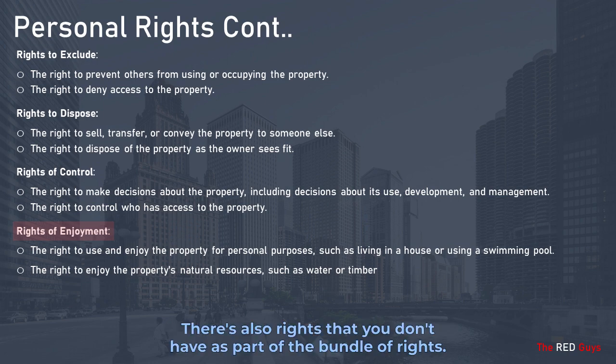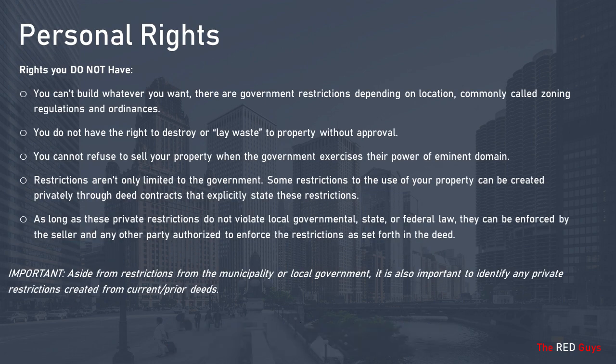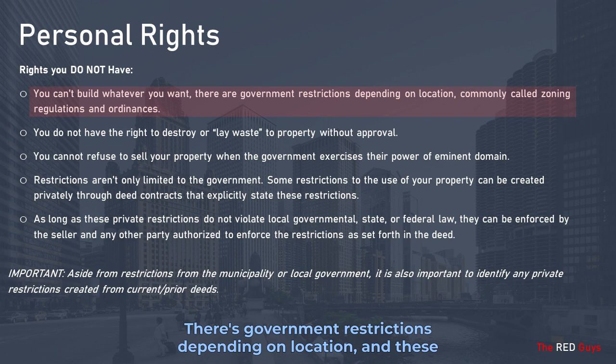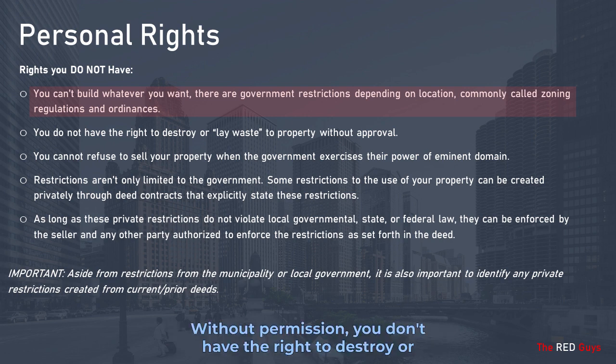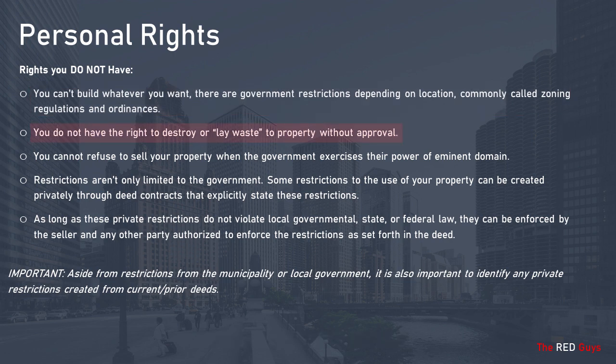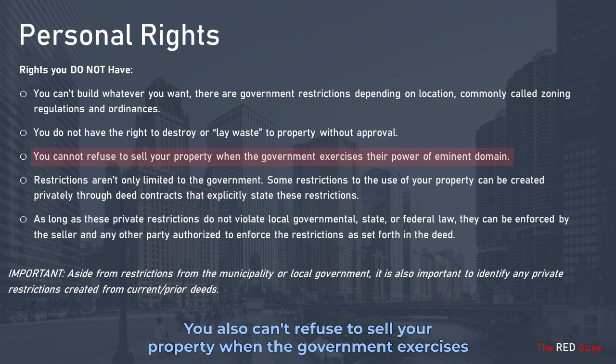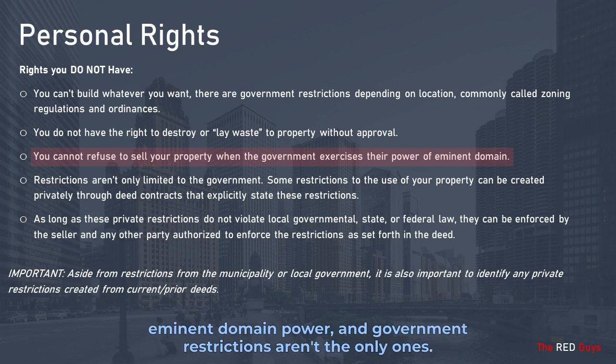There are also rights that you don't have as part of the bundle of rights. There are government restrictions depending on location, and these restrictions are commonly known as zoning regulations and ordinances. Without permission, you don't have the right to destroy or lay waste to your property. For example, building demolition requires a permit. You also can't refuse to sell your property when the government exercises eminent domain power.